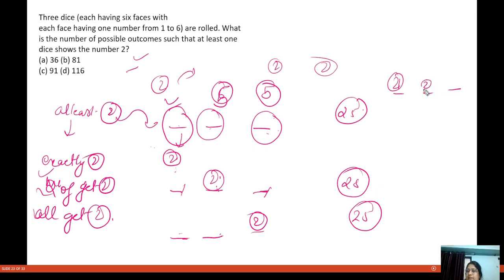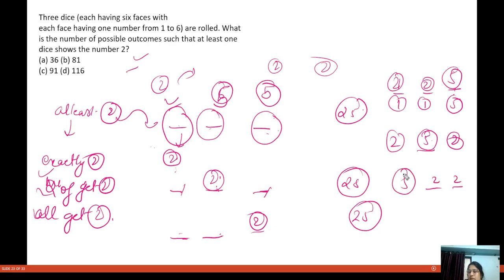Now let us calculate another condition, that two of them are getting 2. So we have 2 here and we have 2 here. This can be done in one and one ways, and the remaining one has 5 outcomes. You can have 2 here and 2 here, with any of the 5 outcomes left, and the same for the other pairs. So total how many outcomes? 75 plus 15. So that becomes how much? 90, obviously.